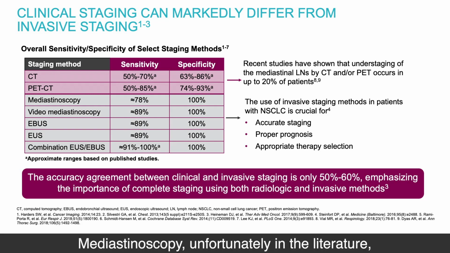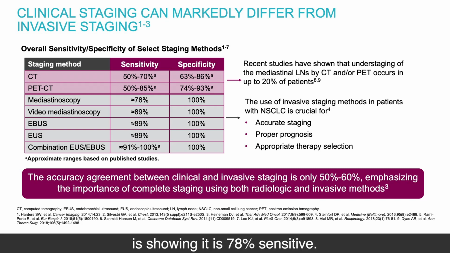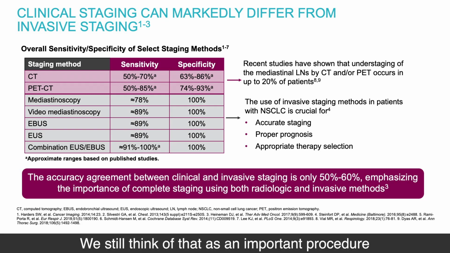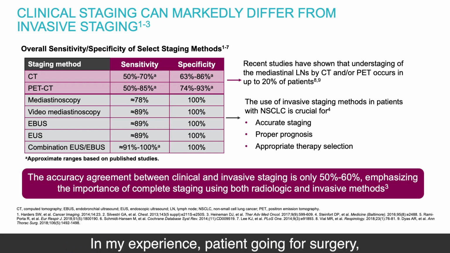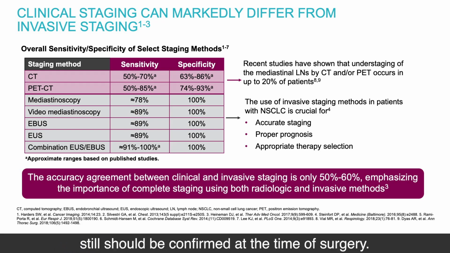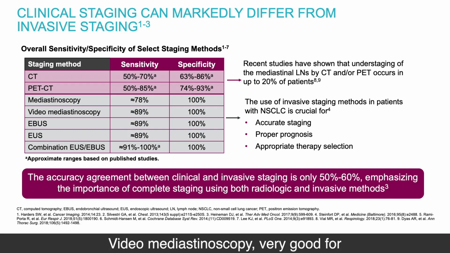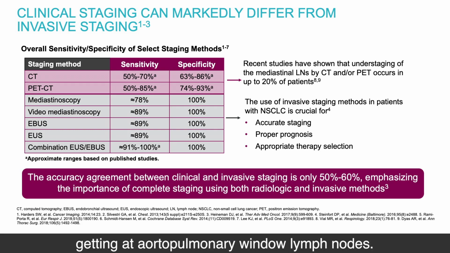Mediastinoscopy, unfortunately, in the literature is showing it as 78% sensitive. We still think of that as an important procedure when we have a high suspicion of PET-avid lymph node, enlarged lymph node. In my experience, a patient going for surgery and the EBUS is negative, still should be confirmed at the time of surgery. Video mediastinoscopy, very good for getting at aortopulmonary window lymph nodes.